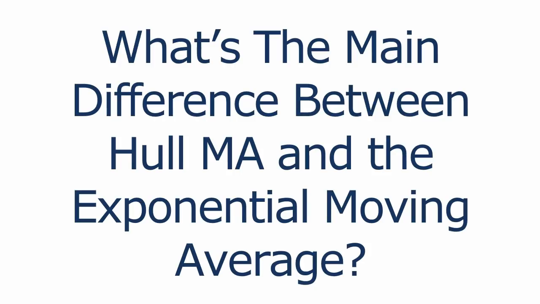A lot of people ask, what's the main difference between the Hull and the Exponential? Because the Exponential is a little bit quicker. Well, really, it depends on how you use it. So if we look at it from a day trading perspective, when the trend changes and how quick that happens, and you're notified of that, it's really going to matter.